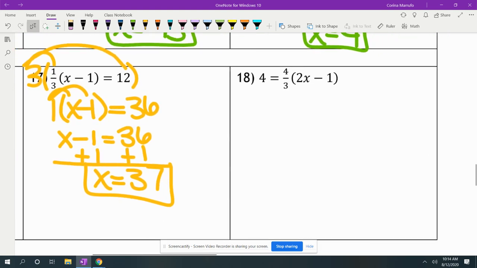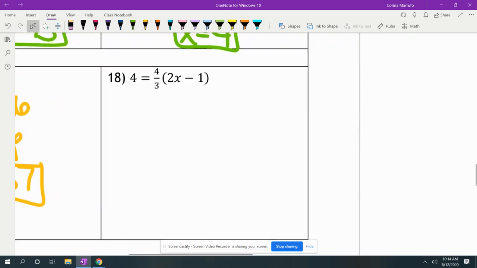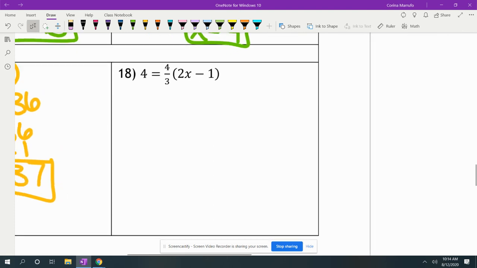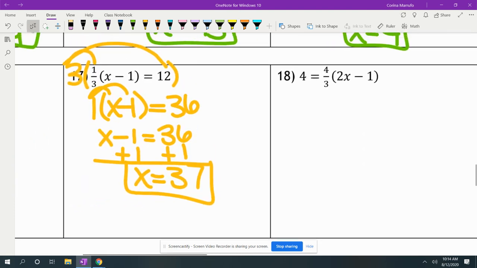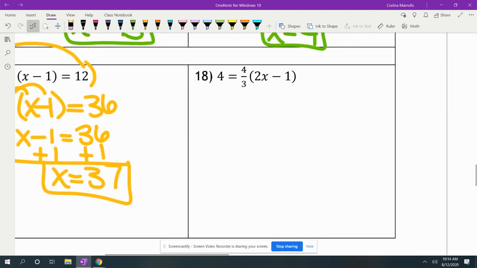And the last example. So here we have 4 equals 4/3 times 2x minus 1. It does look a little bit different than the first problem because it's kind of switched around on the equal sign. So we're still going to solve it the same way, but this time, in order for us to cancel out this fraction right here, we are going to have to multiply times the reciprocal. So we're going to multiply times 3/4.